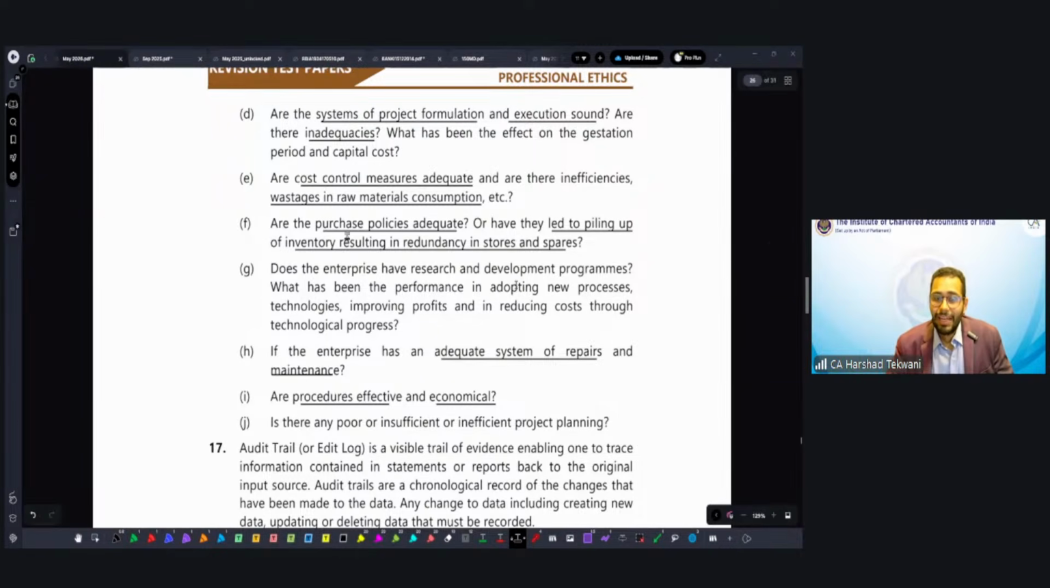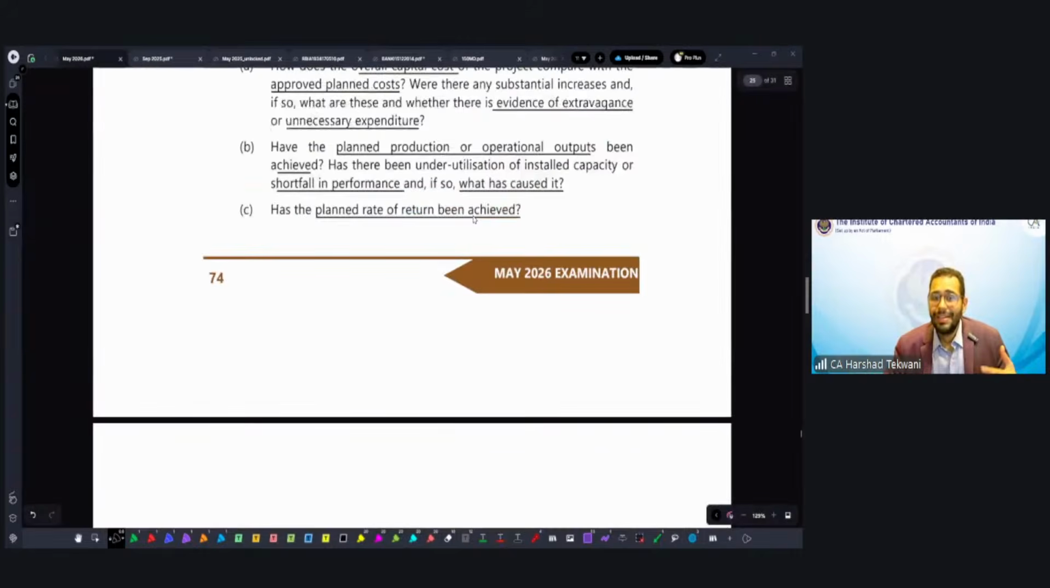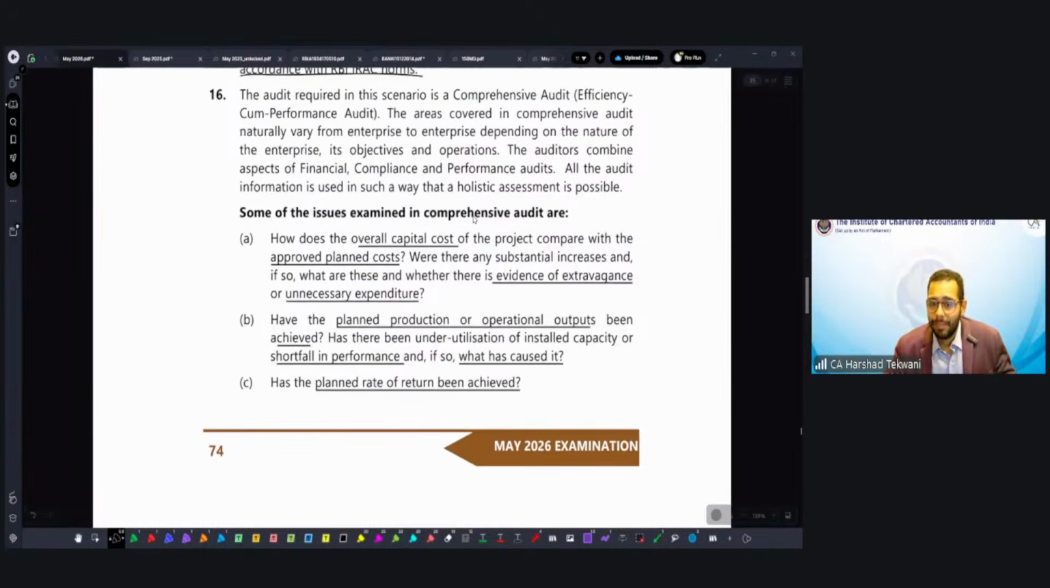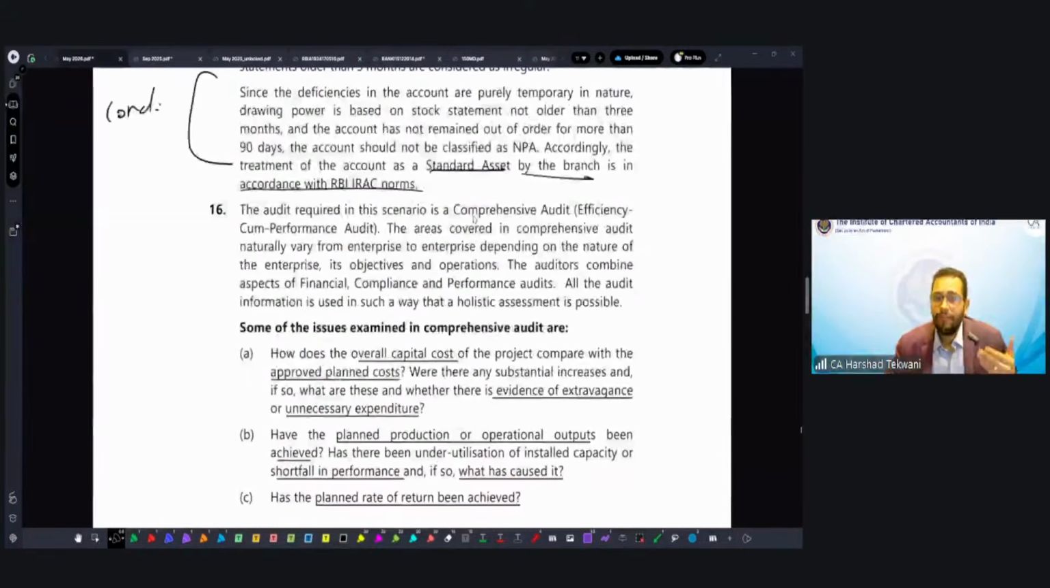Okay, does the enterprise have research and development programs? Because again, we are talking about the cost, technological improvements. Is there any poor or insufficient or inefficient project planning? Because these will not only talk about the compliance, but we are talking about performance of the project, along with the comprehensive nature of the entire evaluation of the project. So this is how some of the areas or issues you need to examine in this financial compliance and performance audit, which is a comprehensive audit.